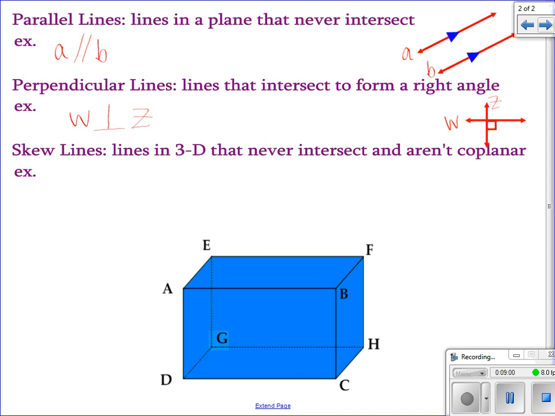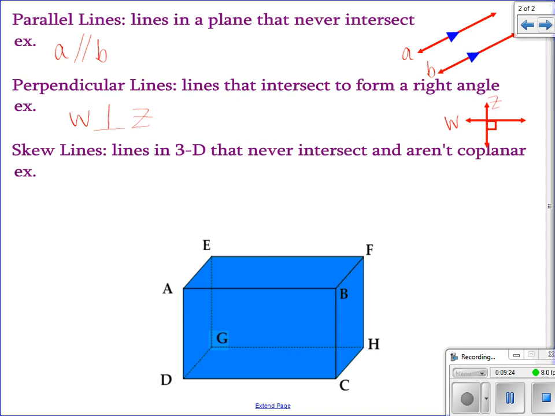If I turn one of these pens to be pointing at me, notice how they're still not intersecting, but they're not parallel because they're pointing in very different directions. This pen is pointing up and down, and this pen is pointing at me and at the back wall. Okay, so looking at this box right here, we want to pick 2 lines that are skew. There's not a symbol for skew, so we actually have to write it out.